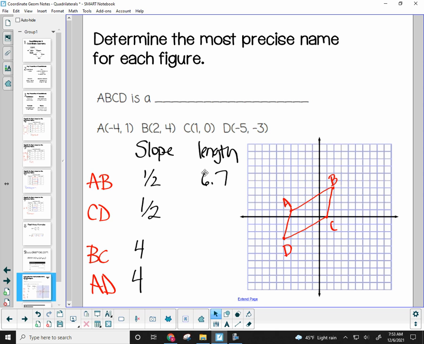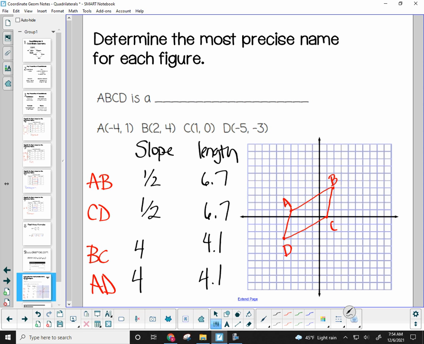Do you have enough time for your point? Okay, how about CD? What did you guys get? So you have 6.7 again? Okay, how about BC? Yeah, 4.1. Is that okay with everybody? Okay, how about AD? I got 4.1.